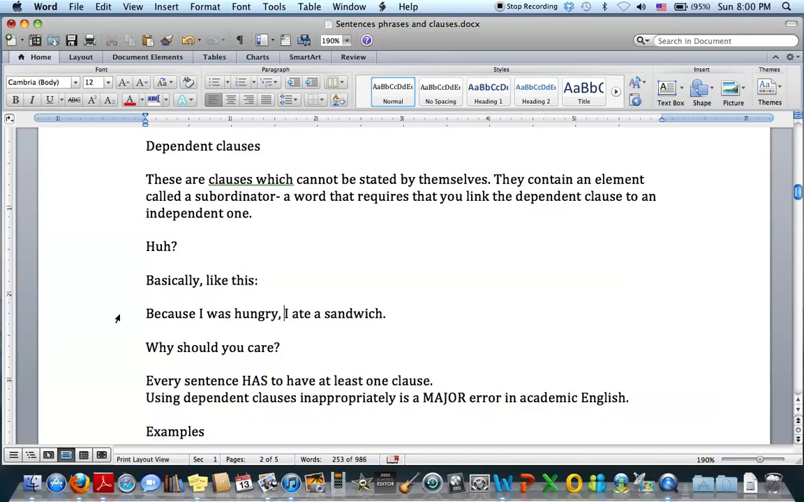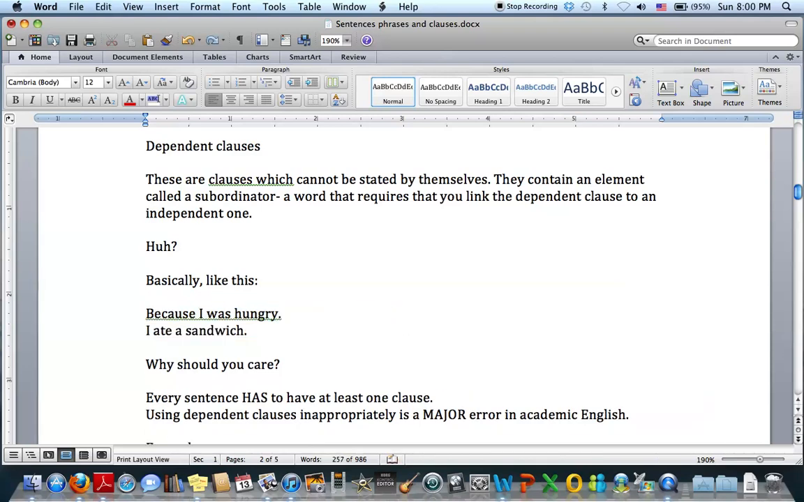Boom. Oh, now life is good. Because I was hungry, I ate a sandwich. Now, I'm going to hit Control-Z a couple of times here. And there we go. And notice, Microsoft gets very upset with me. It's putting a nice green line under everything right here. And the reason it's doing that is because of this "because" right here.